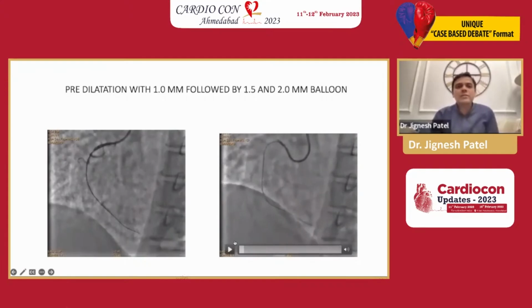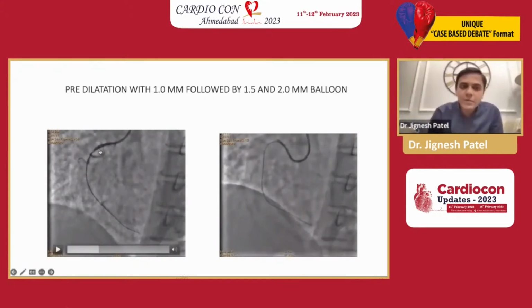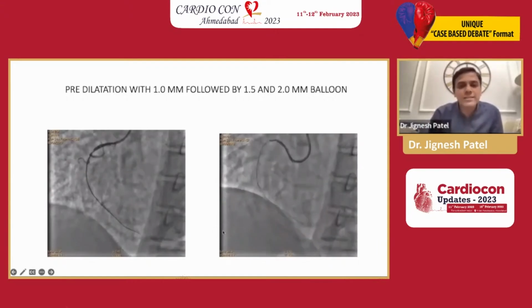Alternatively, if you cannot intubate the RCA, there is always a risk of dissection with deep intubation of the guide. You can use a guide liner as well, and that will definitely give support while passing the balloon in such difficult looking lesions.